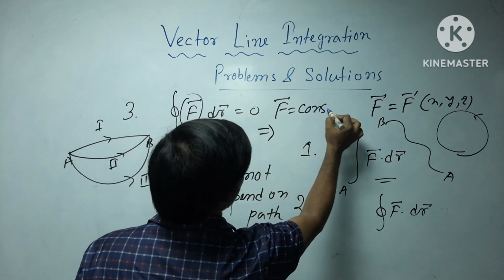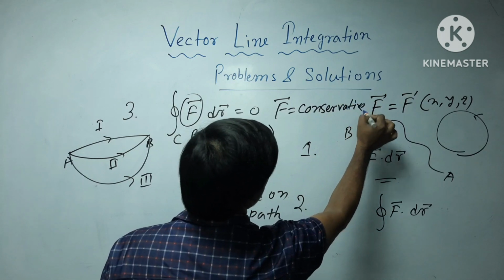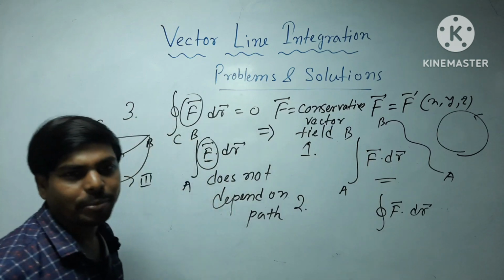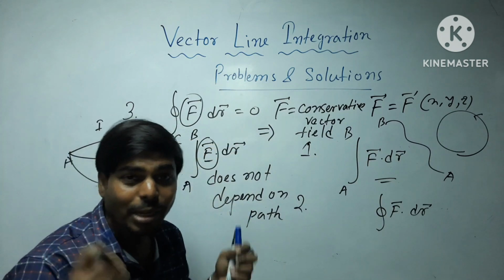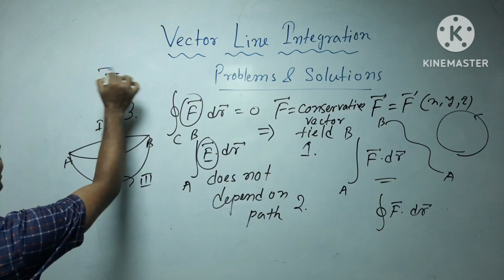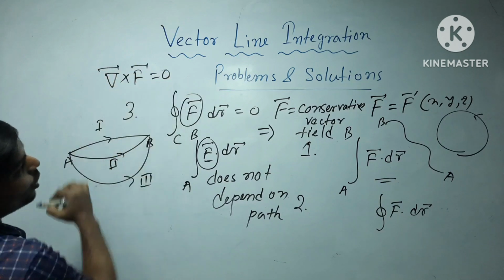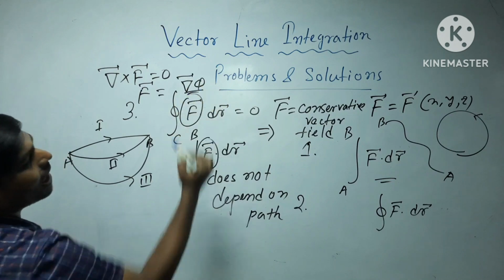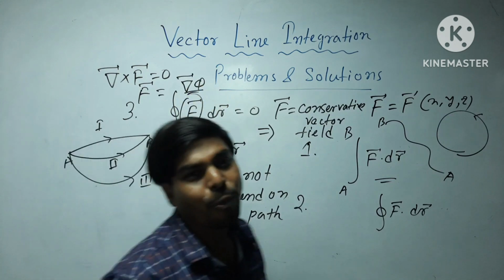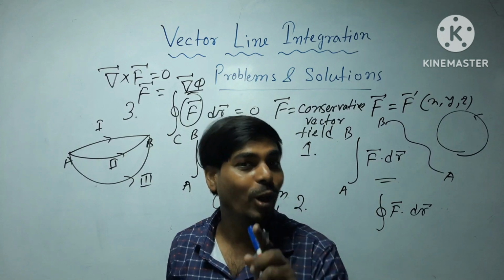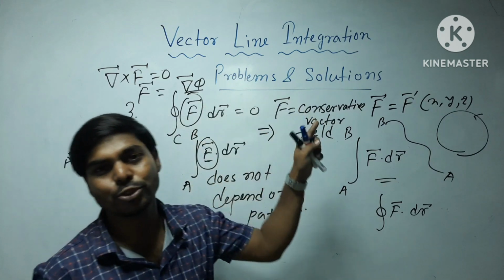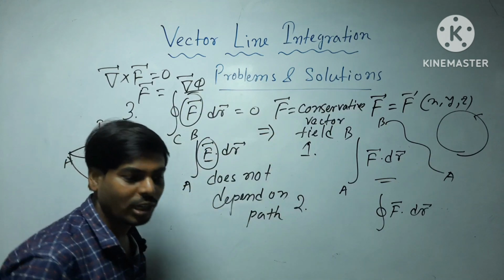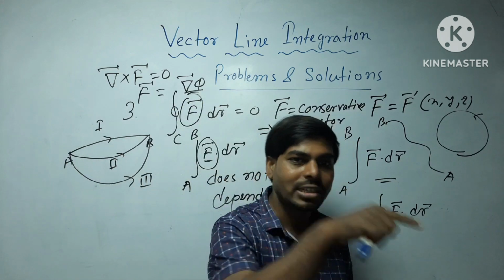Then we can conclude that f is a conservative vector field, right? And if f is a conservative vector field, we all know that curl of f is equal to 0 and f can be found from the gradient of some scalar function. So these are very important pieces of information and we will use all of them when we solve the problems. When we solve the problems, we will need this information a lot.